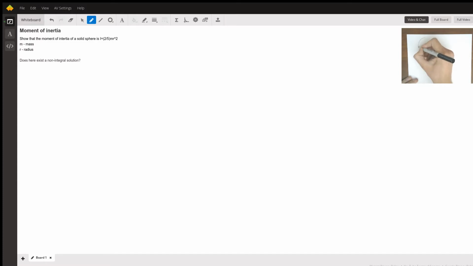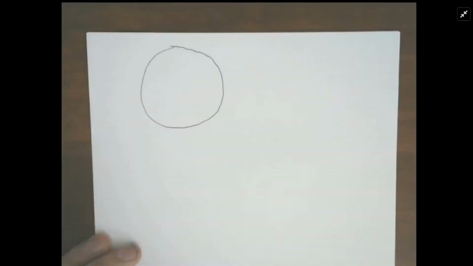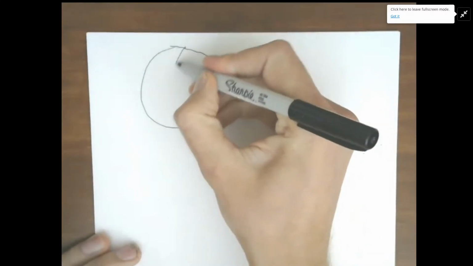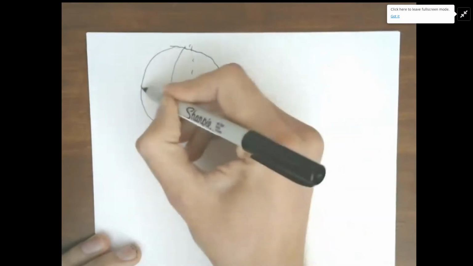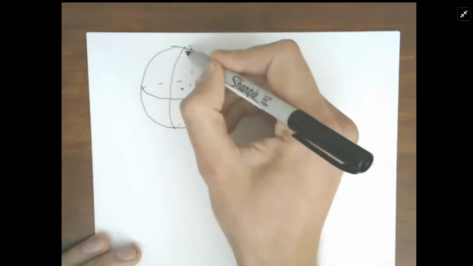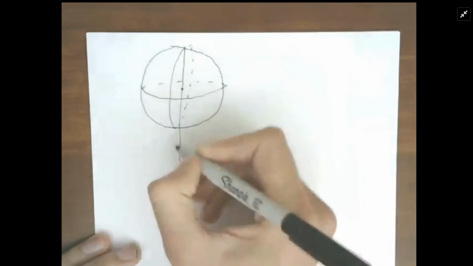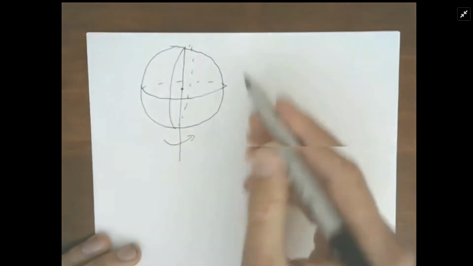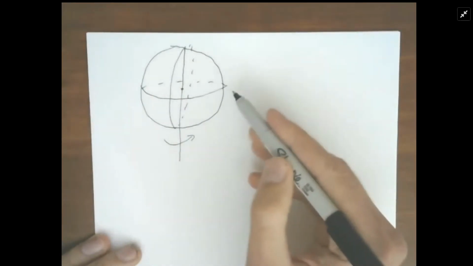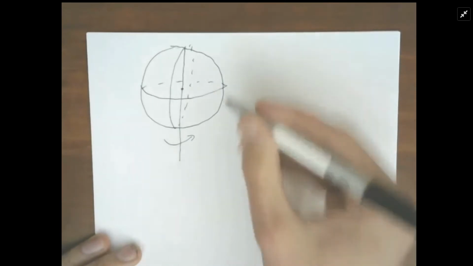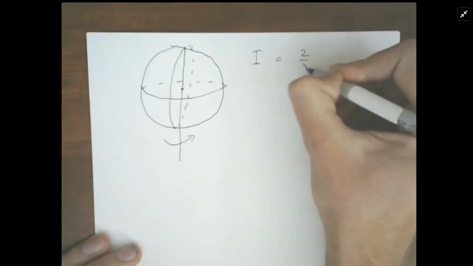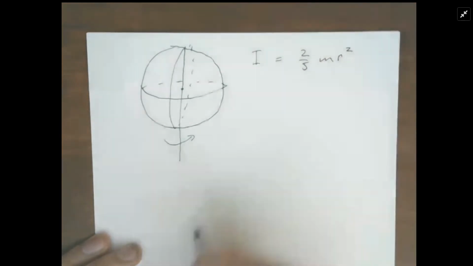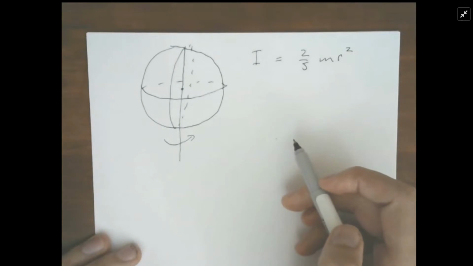So if I have a sphere, we're saying that the axis is going right through the middle. So when this thing rotates, it's going to have an inertia, a resistance to movement, and we want to show that that inertia is 2/5 mr squared.